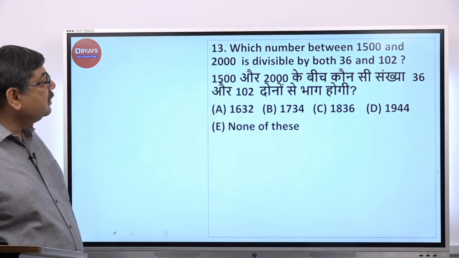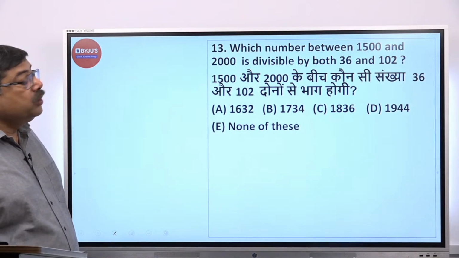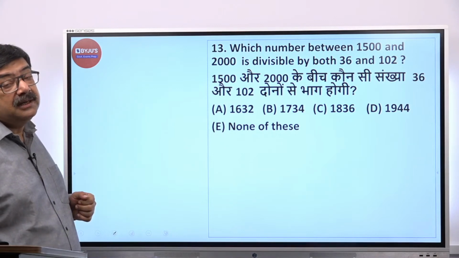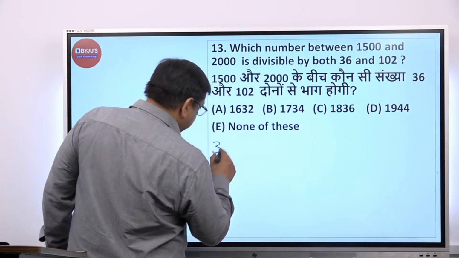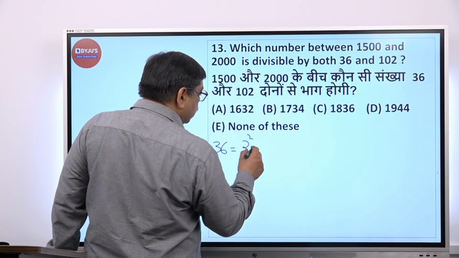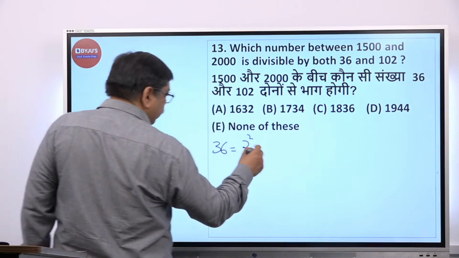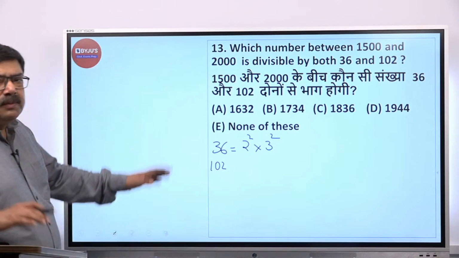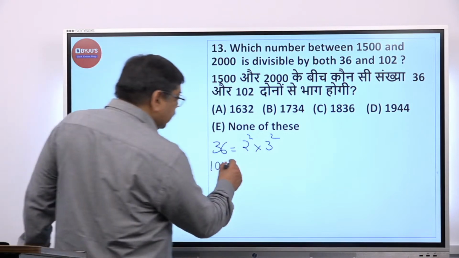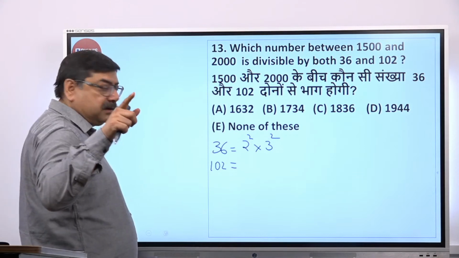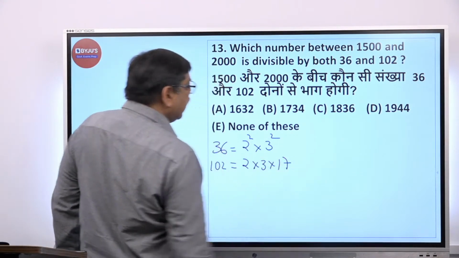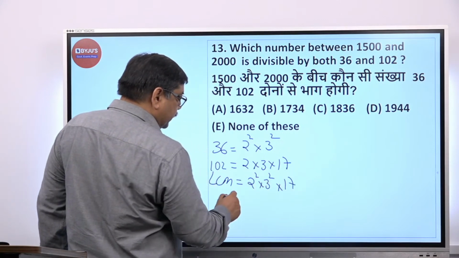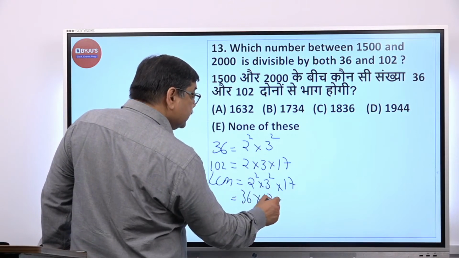Okay, moving on. Which number between 1500 and 2000 is divisible by both 36 and 102? Divisible by both 36 and 102 means you will have to find the LCM of 36 and 102. So 36 as such is 6 square, so 2 power 2 into 3 power 2, that is 4 into 9. Now 102: does it go by 4? No, it only goes by 2, because it is 2 into 51, and 51 is 17 into 3. So 2 into 3 into 17, that's all we have. So the LCM we get here will be 2 square into 3 square into 17.